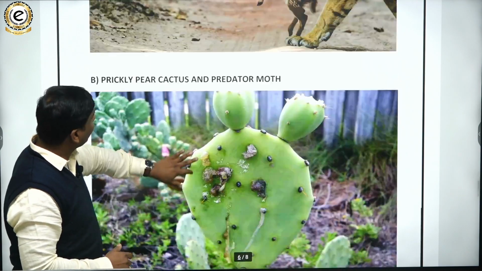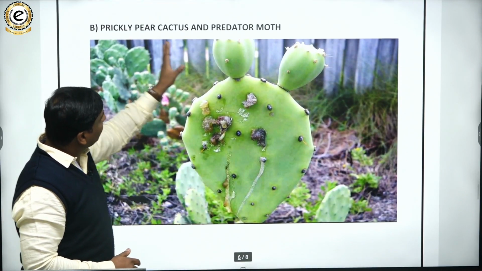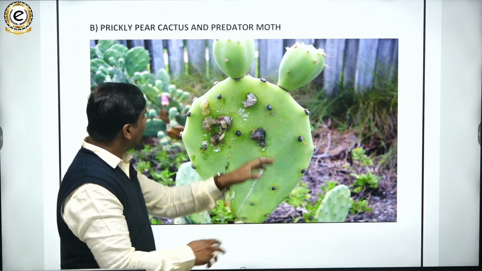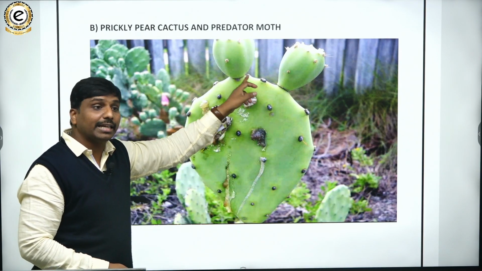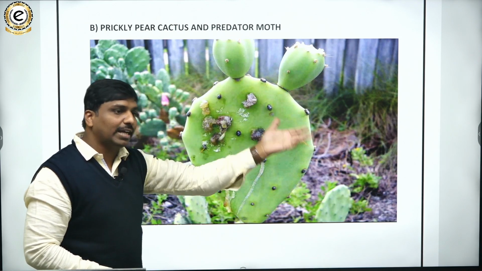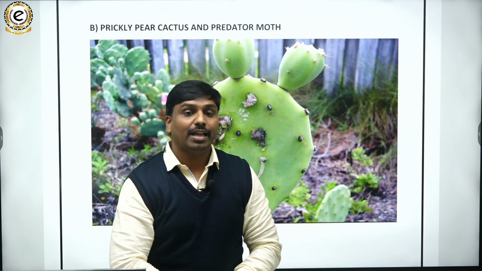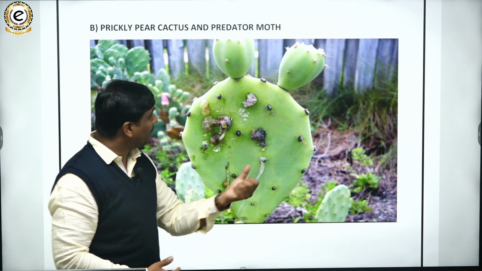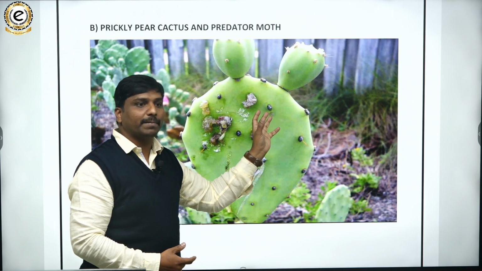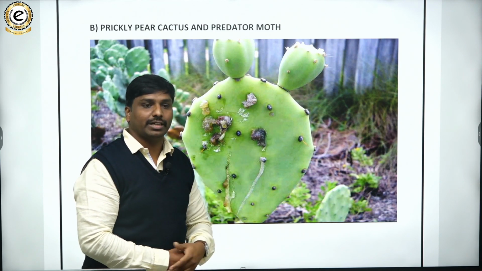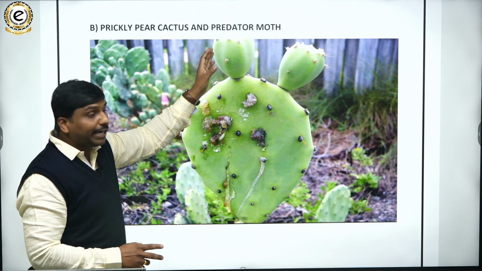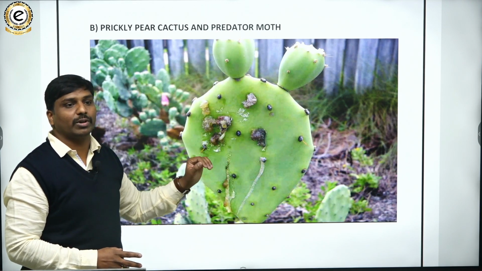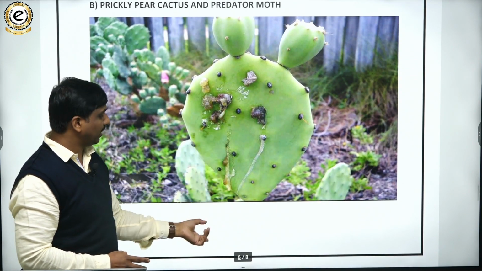Another example is prickly pear cactus and the predator moth in Australia. There they introduced a prickly pear cactus, which became an invasive species and invaded all the area. They had to introduce a predator moth, a moth that eats the cactus. Until then the population did not get controlled. Once the moth started eating the cactus, the population could be stopped. So that is predation and prey.